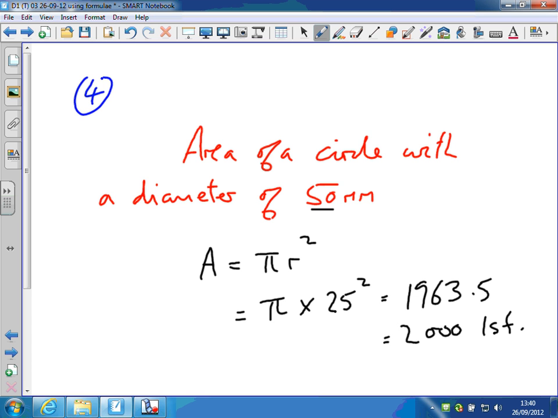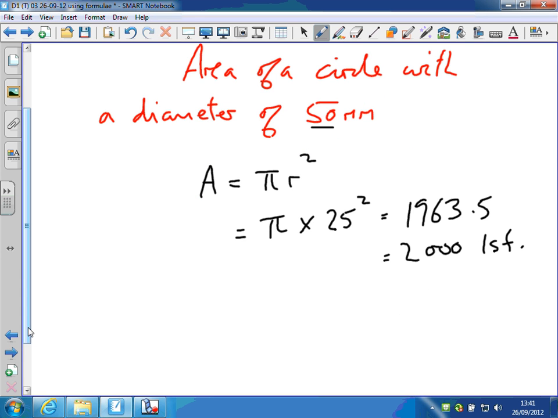Or, guys at the back, have you got a question? You're worrying about this one? Right, okay. Or to 2 significant figures, what would it be? Right.